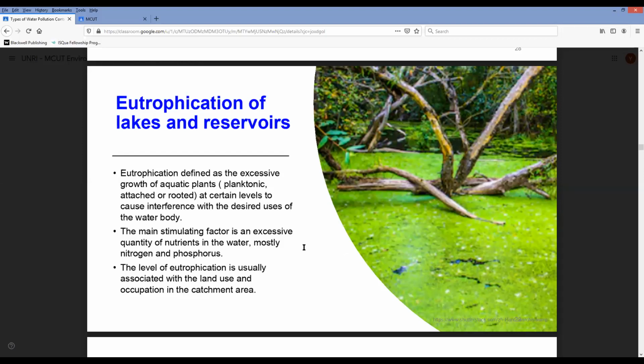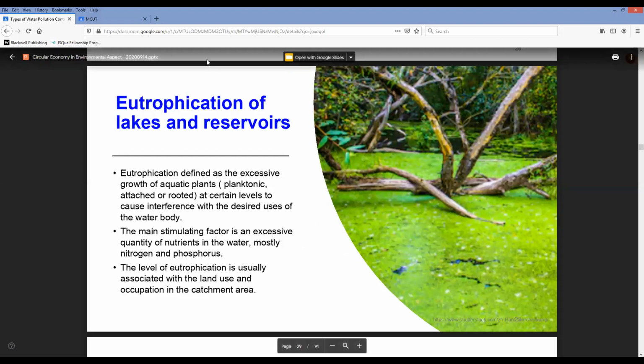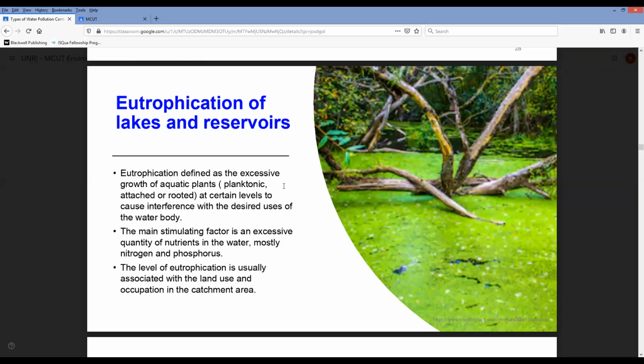And the main stimulating factor is an excessive quantity of nutrients in the water, mostly nitrogen and phosphorus. Nitrogen and phosphorus are kind of like a natural nutrient source for bacteria or for animals. And the level of eutrophication is usually associated with the land use and occupation in the catchment area. Okay, next please.